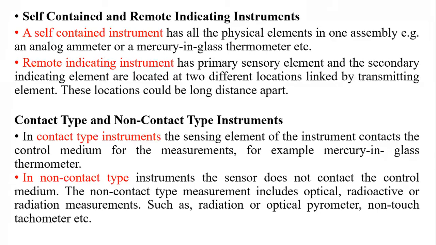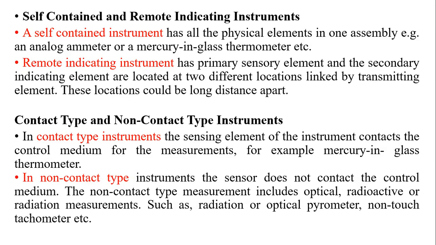The next one is the contact type and non-contact type instrument. A contact type instrument needs contact with the medium for measurement, like your thermometer. We need to make contact with the quantity that is under measurement. We need to dip that thermometer inside a liquid, and only after that will the thermometer give the exact temperature of the system. That is called a contact type instrument.